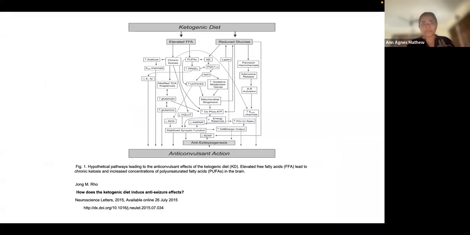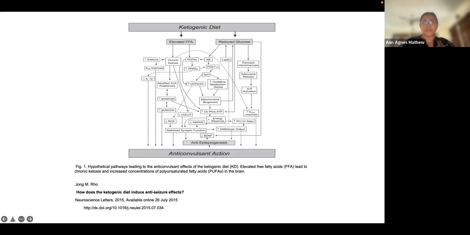This is a very complex diagram, but all it says is that you need both. What's important to remember is that you need increased ketones, so elevated free fatty acids. That happens when ketones are elevated, and you need reduced glucose. The moment the glucose goes up, all of this pathway goes haywire. There's a lot of upregulation and downregulation happening, but the end result is anti-epileptogenesis. This is how, through various interconnected pathways, the anticonvulsant effect of the ketogenic diet works.